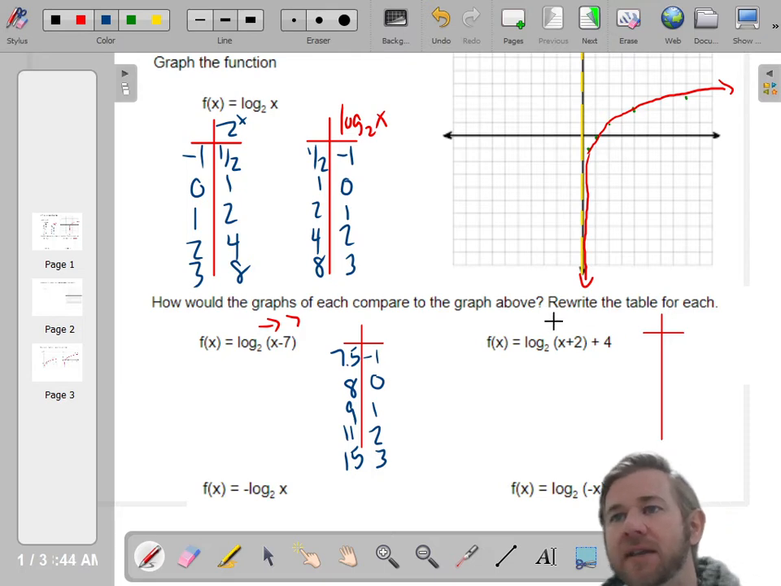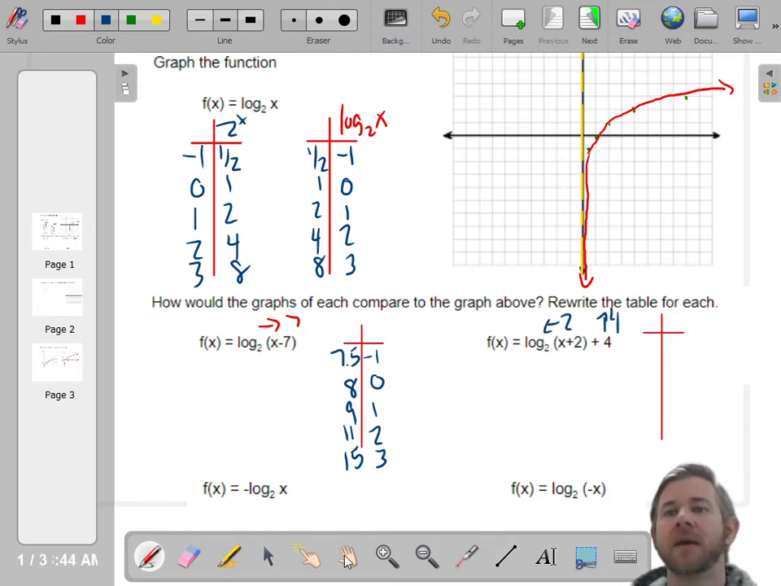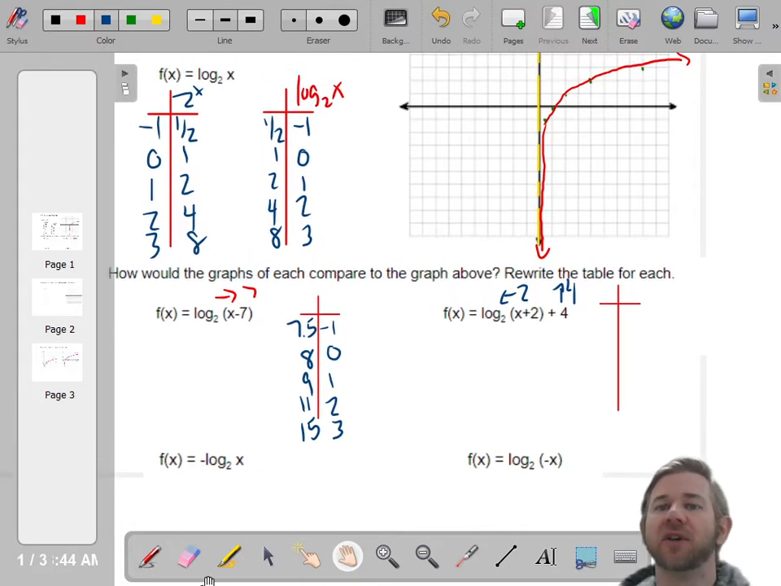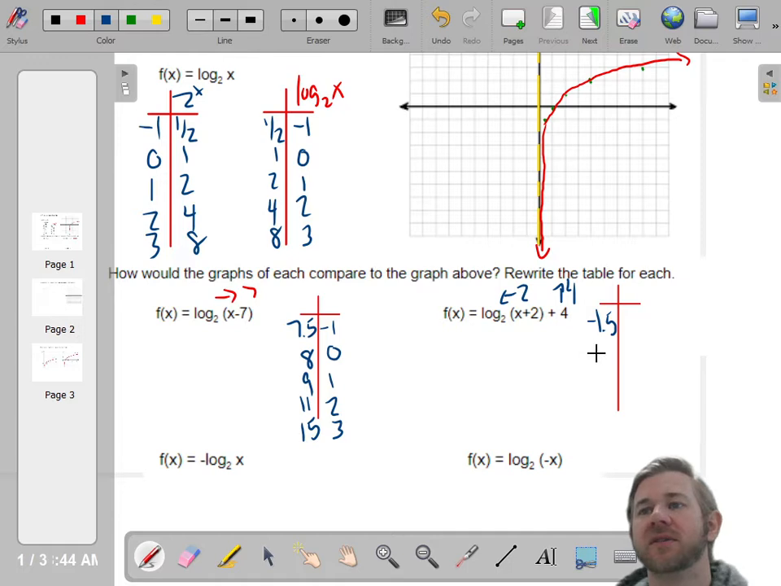What if I have this guy? This would go left 2 and up 4. All functions have the same behavior. Plus on the inside means go left. Plus on the outside means go up. So left 2, I subtract 2 from all of these. So 1/2 minus 2 is -1.5. 1 minus 2 is -1. 2 minus 2 is 0. 4 minus 2 is 2. 8 minus 2 is 6.